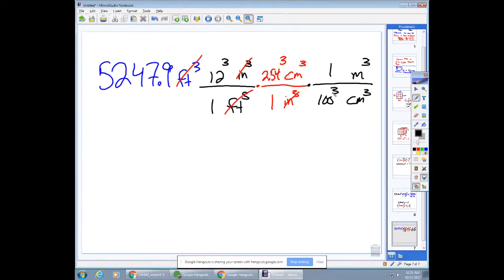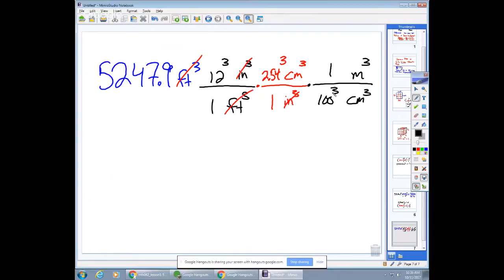All right, so here's the challenging part. Can you type that into a calculator? Give it a try. Let's see if we get an answer that's roughly the same. Everyone try this on your calculator. You're going to take your 5,247.9 and multiply it by 12 to the 3rd power. Then you're going to multiply it by 2.54 to the 3rd power. And then you're going to divide it by 100 to the 3rd power. I think we're going to get an answer somewhere near 150? Is that what I had before? I lost it, it's somewhere in my pile.